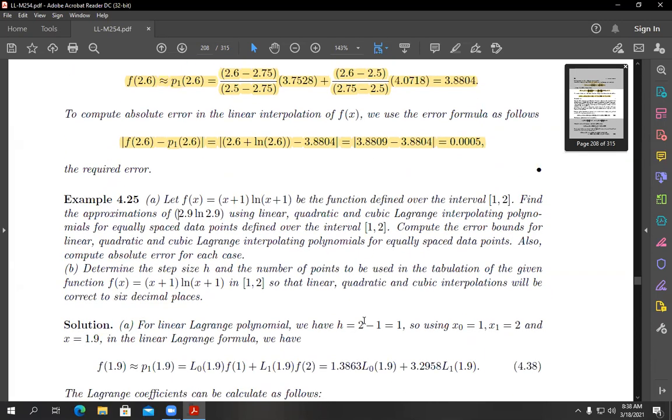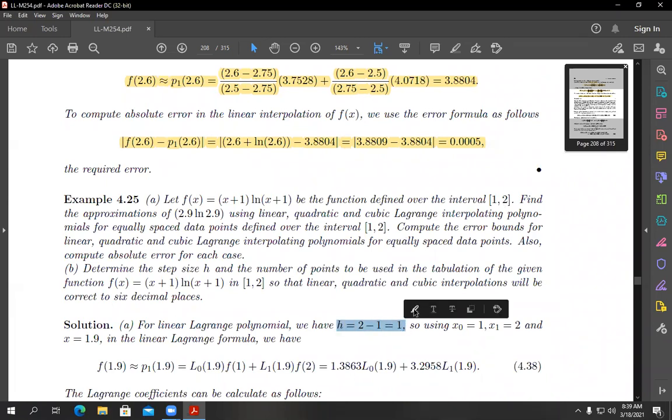So let's see what we do here now. I do only case 1, and the same way you can do case 2. For linear, how many points do you need? 2 points, and the 2 points are always the endpoints of the interval. This is your x0, this is your x1, because your linear degree is 1. So h is always equal to this.